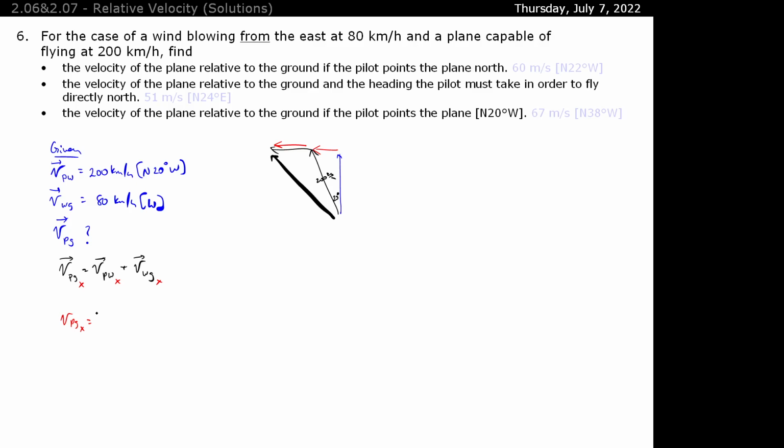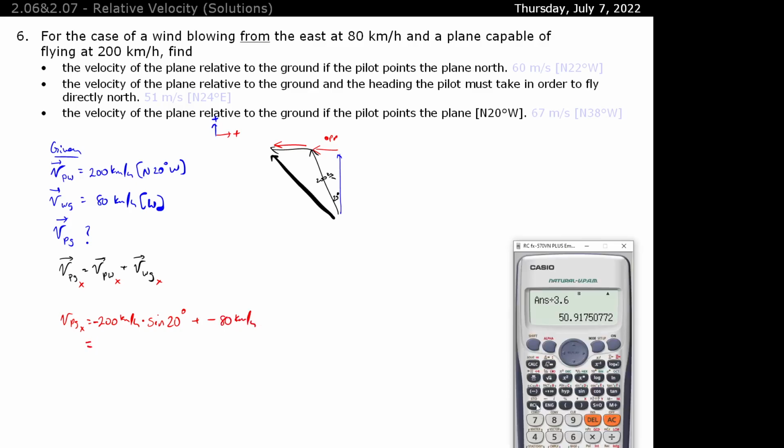So VPGX is equal to our 200 kilometers per hour times, this is the opposite, right? So times the sine of 20 degrees. Yeah, it's 20 degrees. Another thing is that if you take it that east is positive and towards the north as positive, then this should be a minus sign here. Okay. We're going to add it to the second vector where, again, 80 kilometers per hour towards the west is negative 80 kilometers per hour.